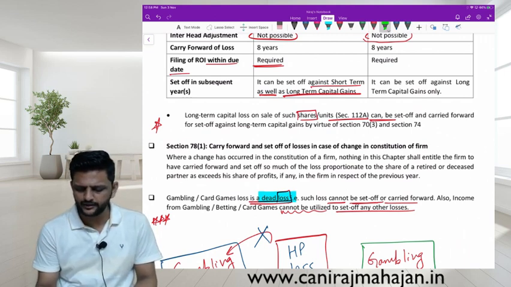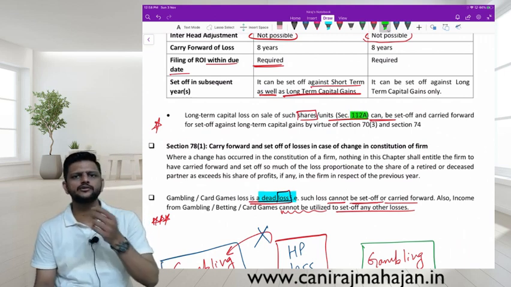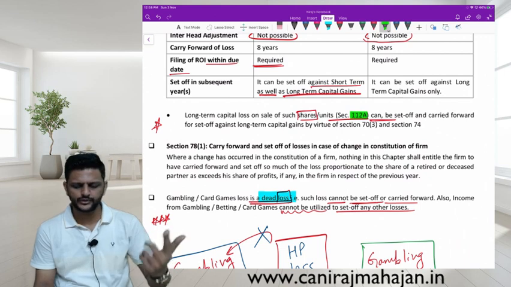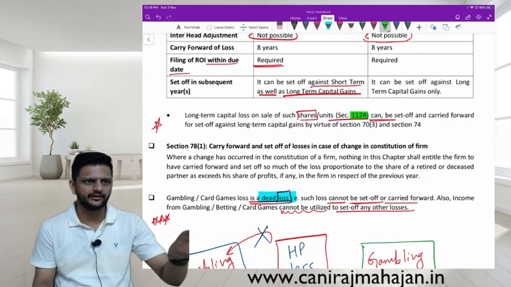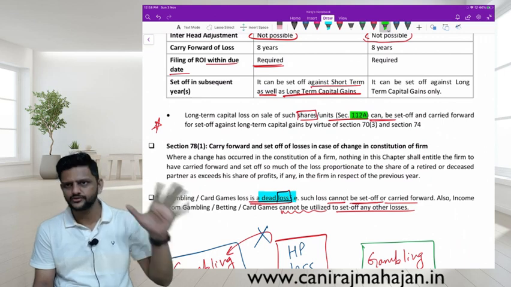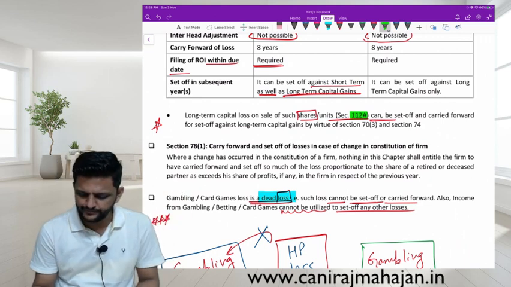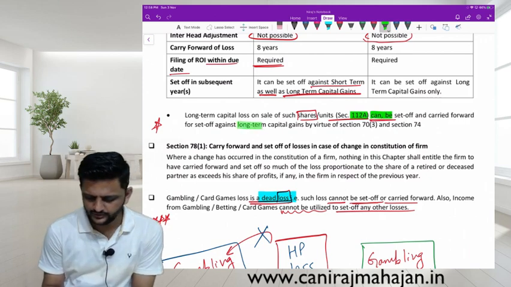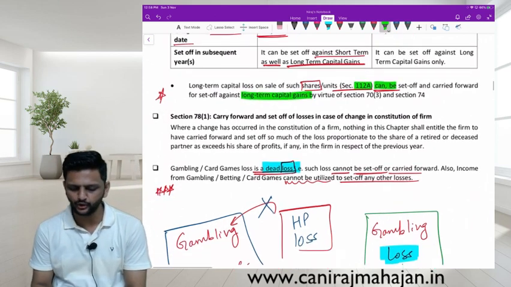Now, if you remember 112A, it is tax on which gain, long term or short term? It is long term income under 112A. So for the same nature of transaction, if there is a long term loss, it can be set off against and carried forward from your long term gain. Okay, important.